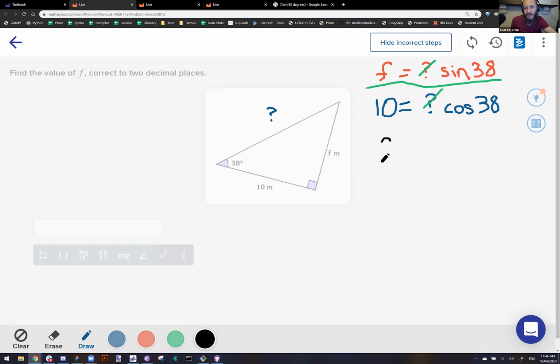I'm left with F over 10 equals sine 38 over cos 38. Okay. And this thing here, this is tan. If you push the tan button on your calculator, this is what's going to be found.